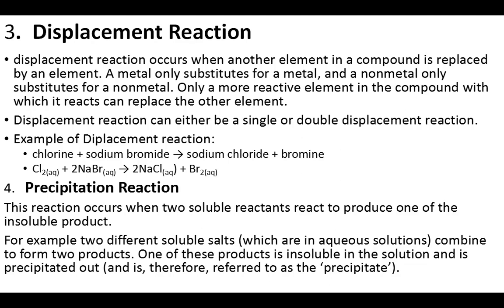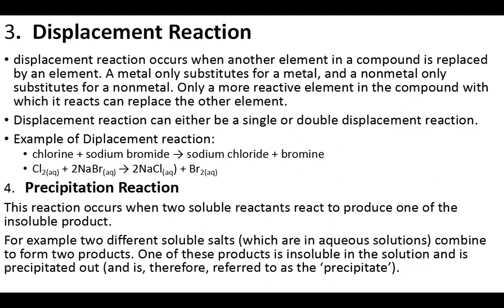So in the equation, as you can see, chlorine plus sodium bromide, the sodium is going to react with the chlorine. So the chlorine is what displaces the bromine, and the result is sodium chloride plus bromine.